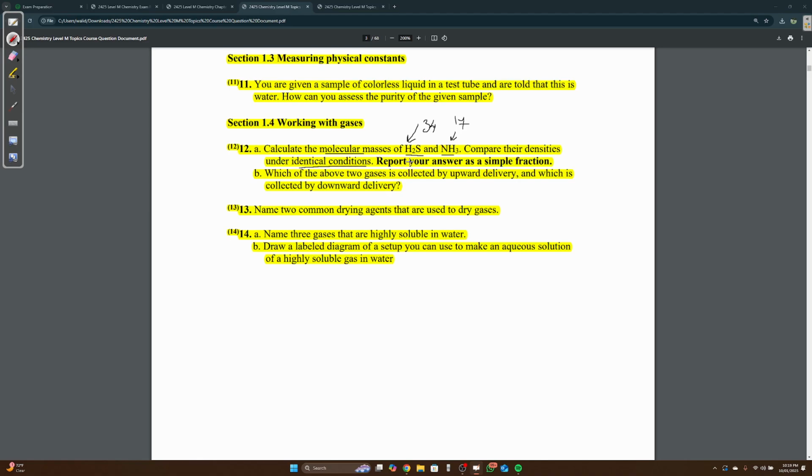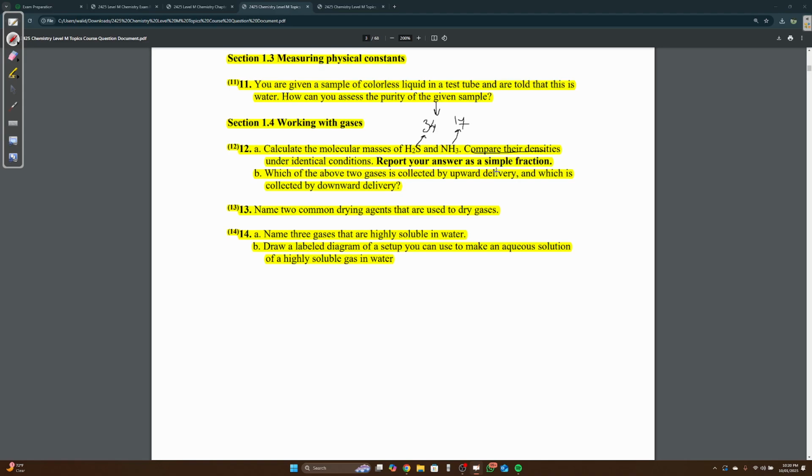Compare their densities under identical conditions. To compare densities, because density is equal to mass over volume. Okay, under identical conditions, you guys know gases, they depend on the conditions. So if they have the same conditions, the volumes should be the same. So you can just cancel the volume. So then the densities will just be equal to the mass. Since the density of H2S in this case would be 34. If you ever want to compare densities under identical conditions, obviously don't write any of this. Just say density of H2S would be 34, NH3 would be 17.